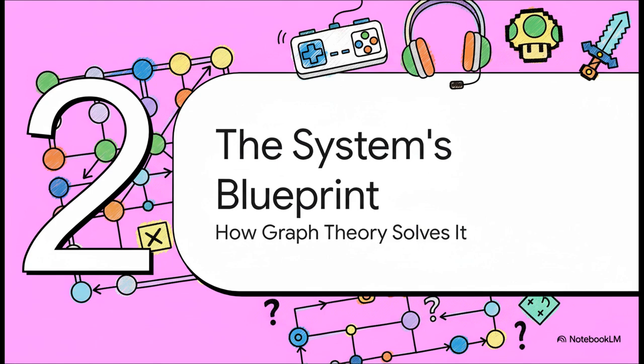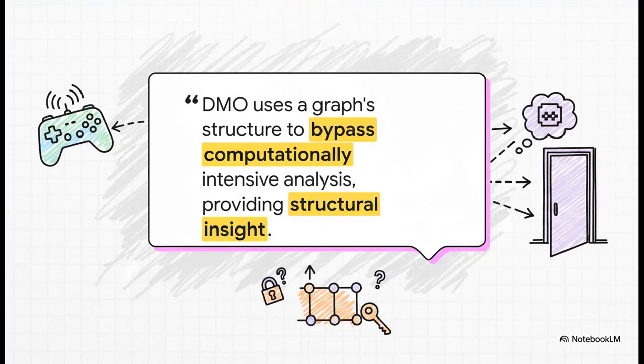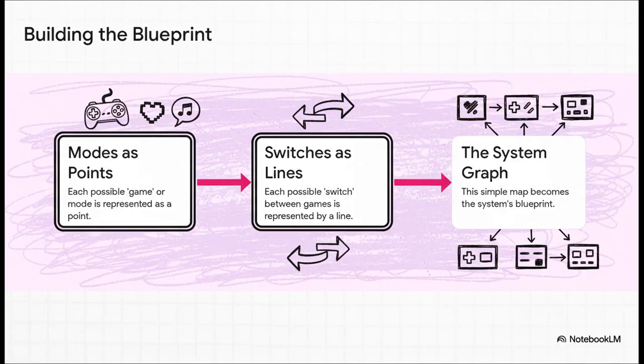So, how do we actually do this? How do we solve the puzzle without just wild guessing? Turns out there's a secret weapon, and it's a really powerful mathematical tool called graph theory. It helps us build a kind of blueprint of the whole system. And here is the really clever part. Instead of trying to analyze every single little click and sound in real time, which would be incredibly slow and complicated, DMO uses a shortcut. It creates a map of the system's structure, which gives us this deep insight without having to do all that heavy computational lifting.